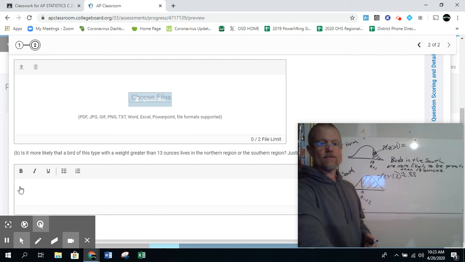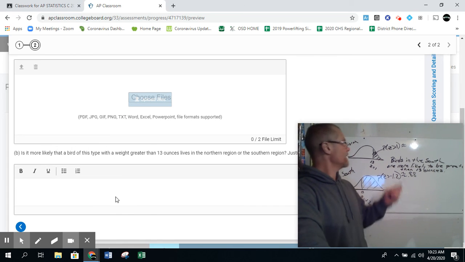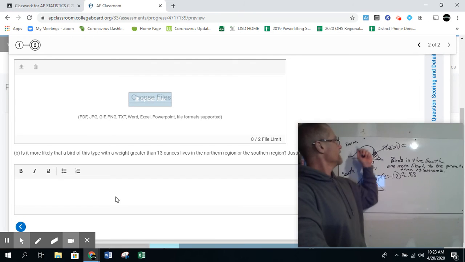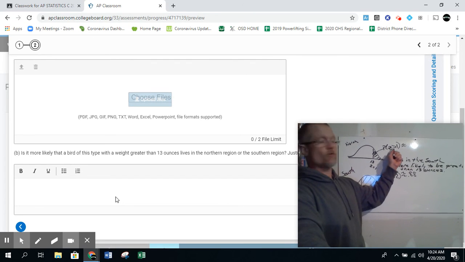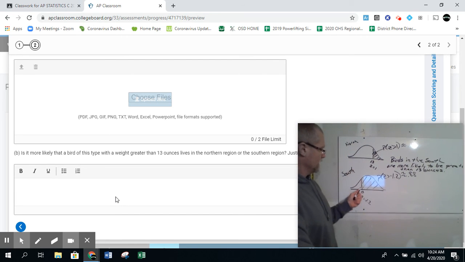Okay. So in that situation, I know now you couldn't upload a picture, but at the test you will be able to. You won't have to type that. Okay. If you had to type it, then I would say the probabilities. In the north, 13 has a z-score of 1, and the probability that a z-score is greater than 1 is 0.16. While in the south, the probability of a z-score being greater than negative 1.2 is 0.88.